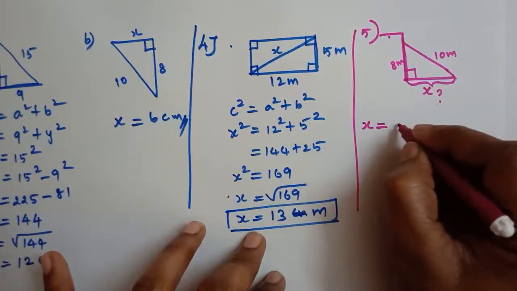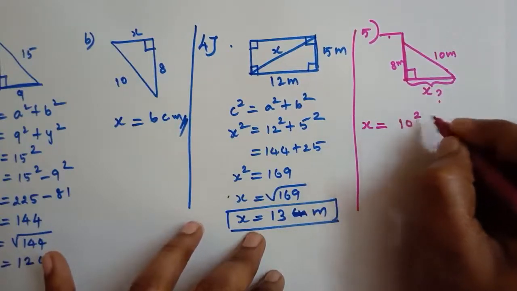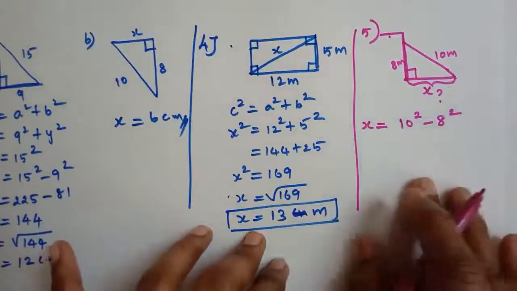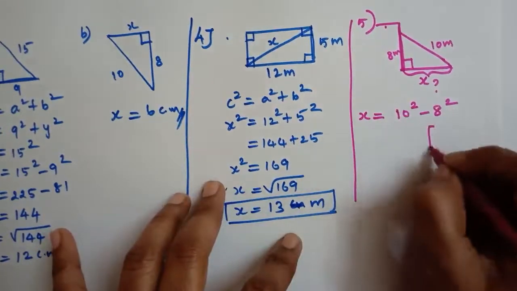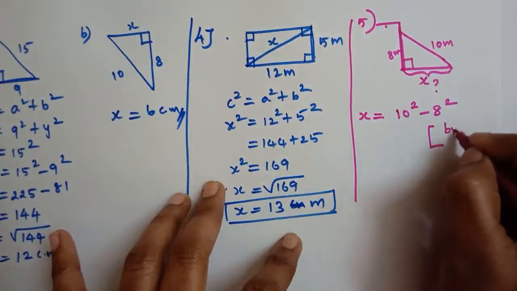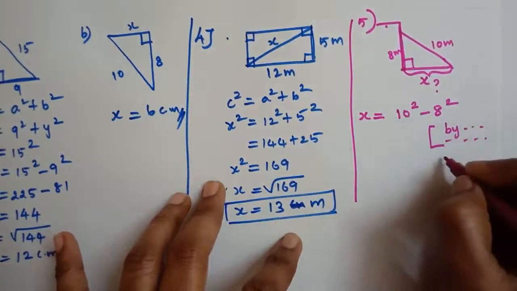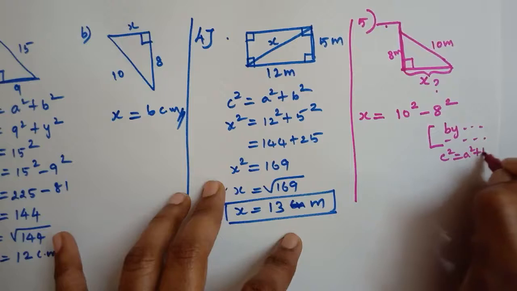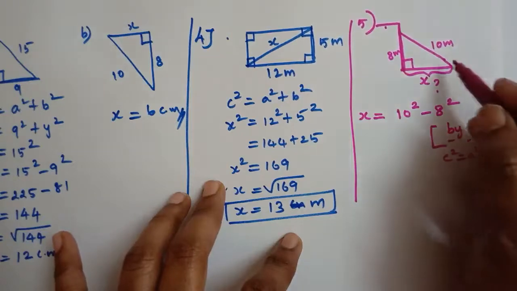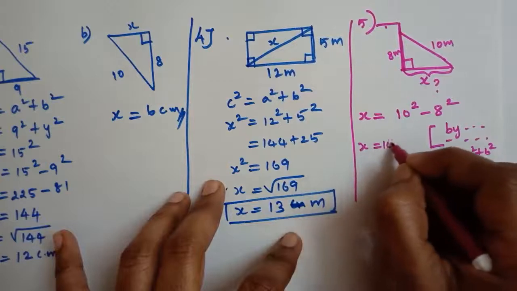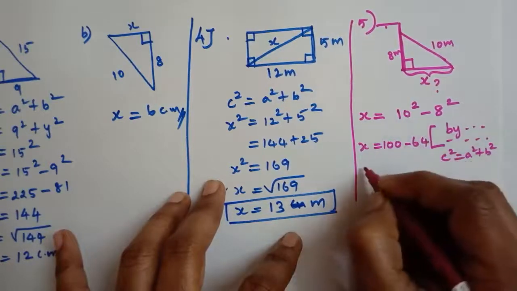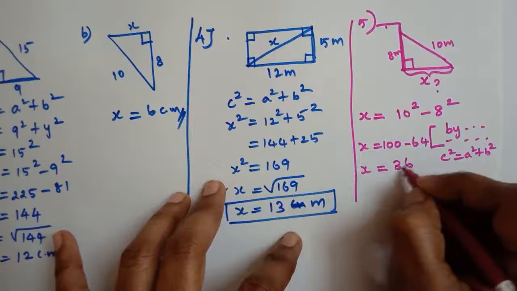X squared is equal to 10 squared minus 8 squared, because 10 is the hypotenuse here. So by using Pythagoras theorem, c squared is equal to a squared plus b squared. Here the hypotenuse is given, so 10 squared minus 8 squared. Therefore x squared is equal to 100 minus 64, which is 36.